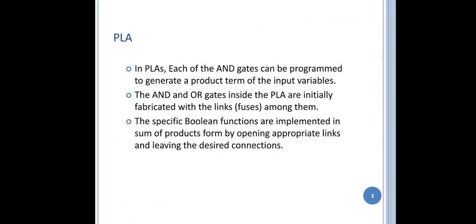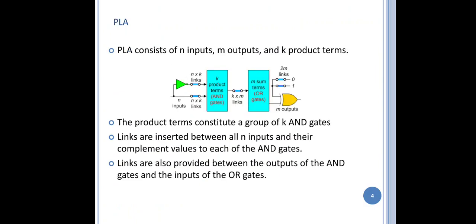In PLAs, the AND gates and OR gates inside the PLA are initially fabricated with links or fuses among them. The specific Boolean functions are implemented in sum of product form by opening appropriate links and leaving the desired connections. That is, each of the AND gates can be programmed to generate a product term of input variables, and each of the OR gates can be programmed according to the sum of products in the Boolean expression.